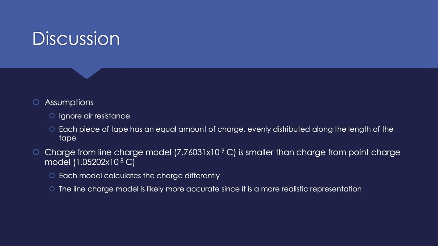The charge from the line charge model was 7.76031 times 10 to the negative 9th coulombs, which is smaller than the charge from Lab 1's point charge model, which was 1.05202 times 10 to the negative 8th coulombs. This occurs because each model calculates the charge differently based on the geometry of the situation. The line charge model is probably more accurate since it is a more realistic representation of the actual experiment.